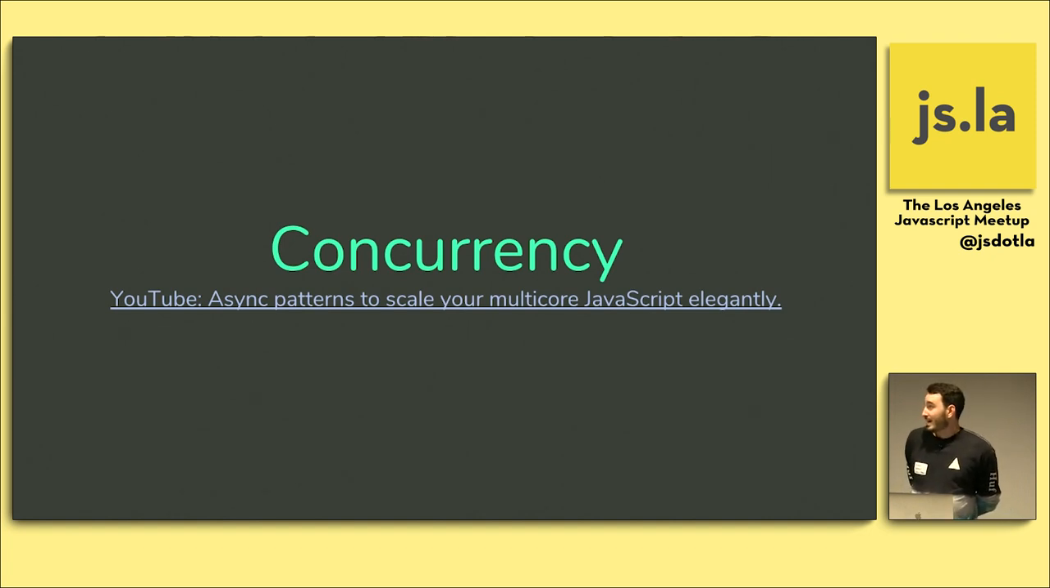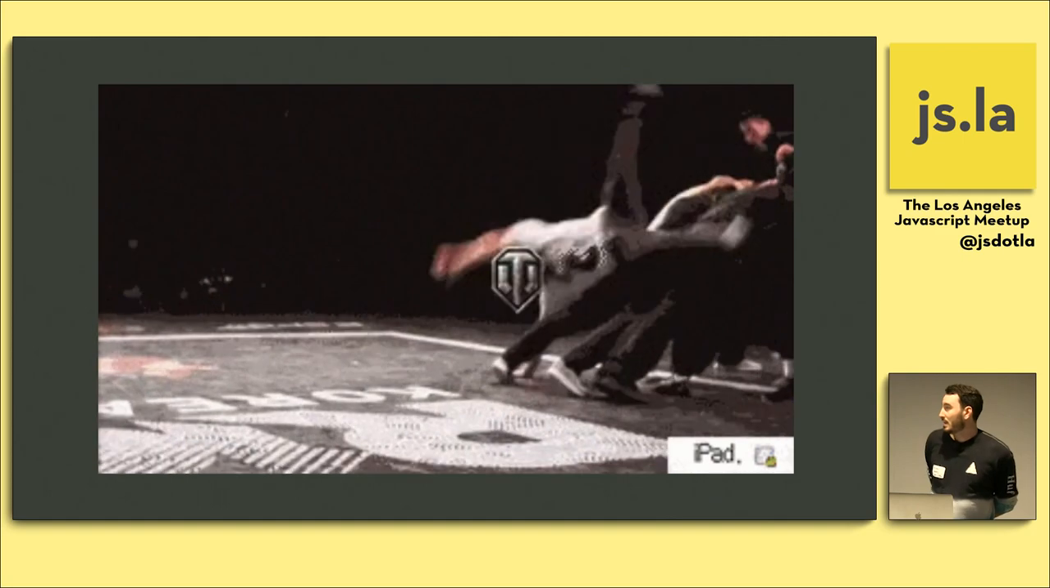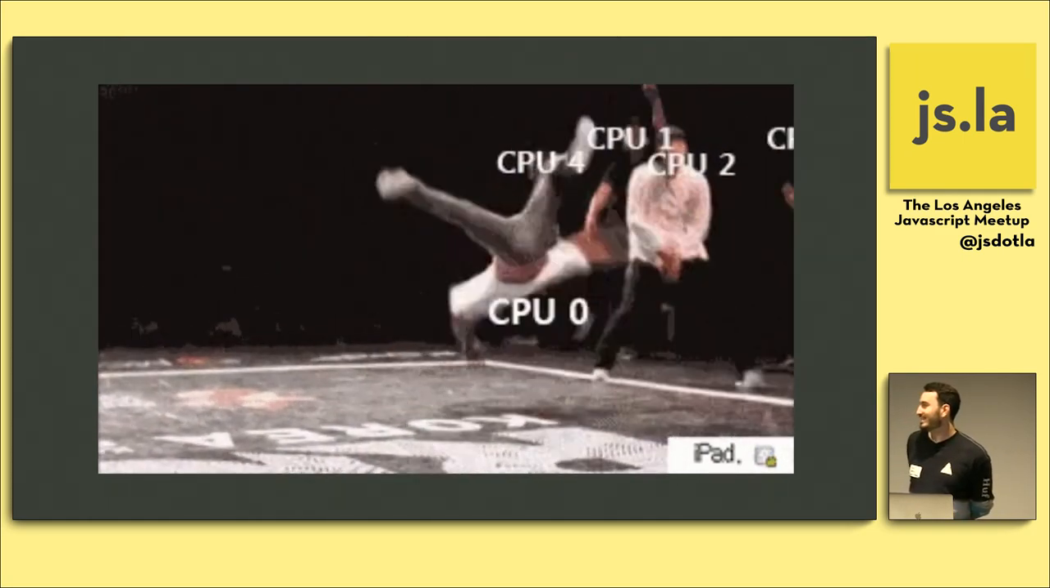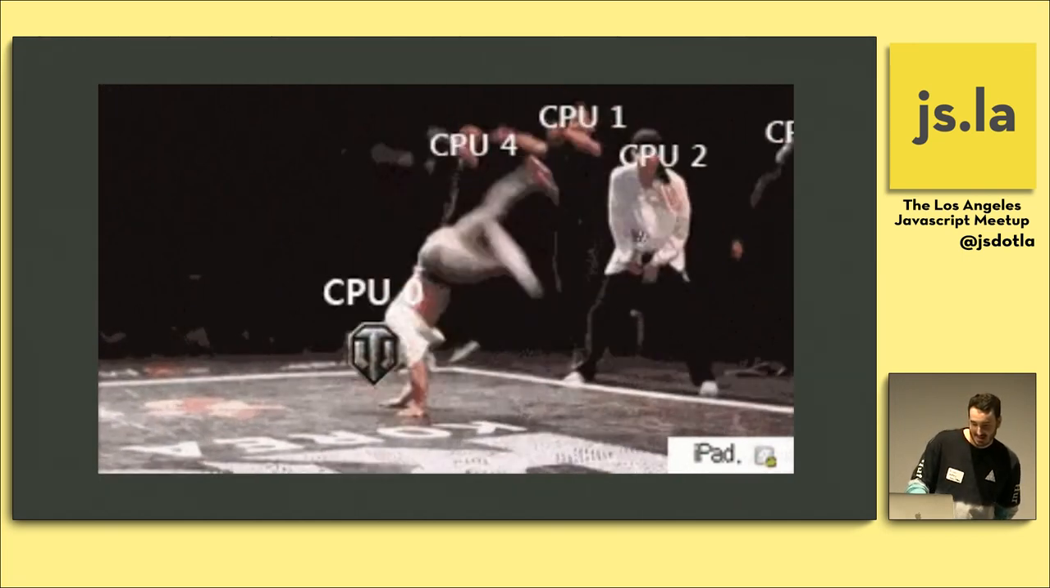So I'll get into concurrency. Another great video is YouTube's Async Patterns to Scale Your Multicore JavaScript Elegantly, or the idea that we don't want to do this. We want our code to run a little better than that.